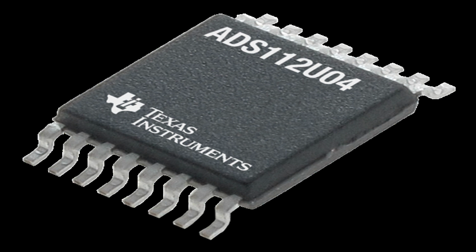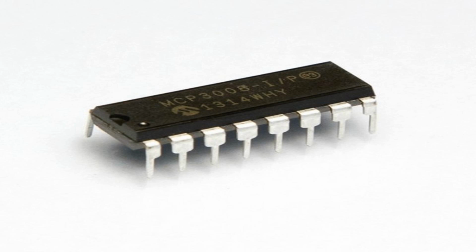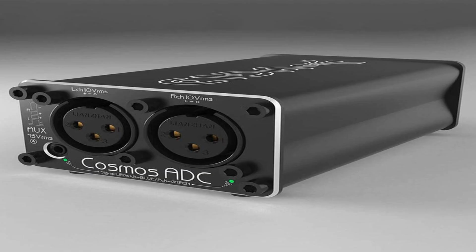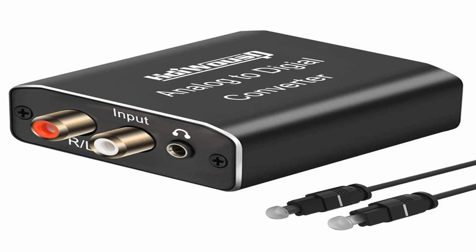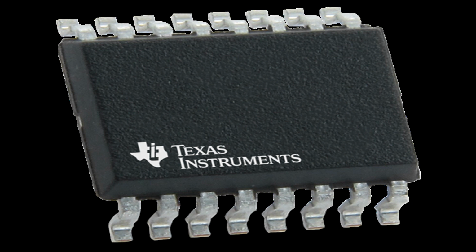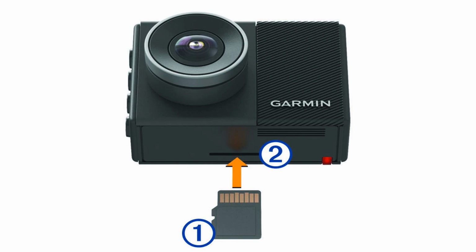The quantization process assigns a specific value to each sample based on its amplitude. The range of possible values is determined by the bit depth of the ADC, which specifies how many bits are used to represent each sample. For example, an 8-bit ADC can represent each sample with one of 256 possible values, while a 16-bit ADC can represent each sample with one of 65,536 possible values.